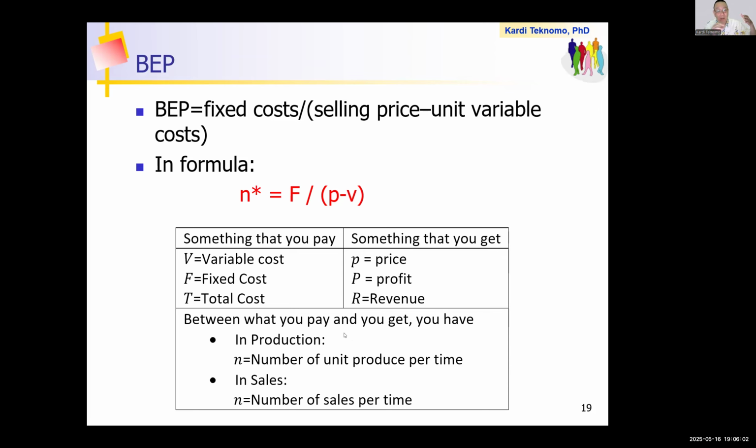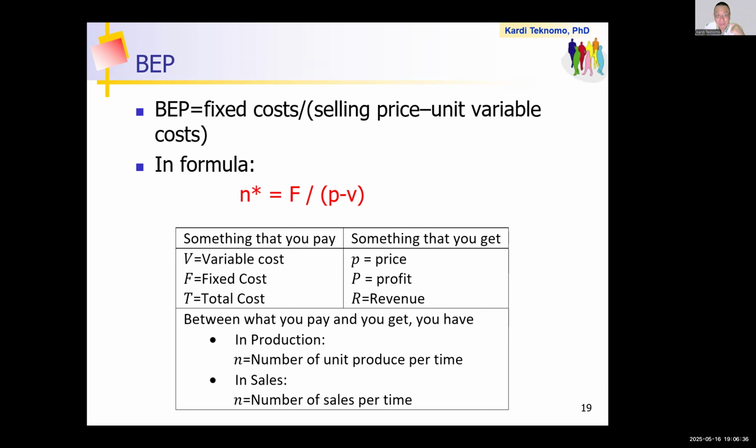BEP can be used in production or in sales, right? If you use BEP in production, the N represents the volume that you produce per time. If it is in sales, this is easier. This represents the number of sales per time. Up to here, is it clear or not? So this is the basic BEP. Any question? I think you learned this already.